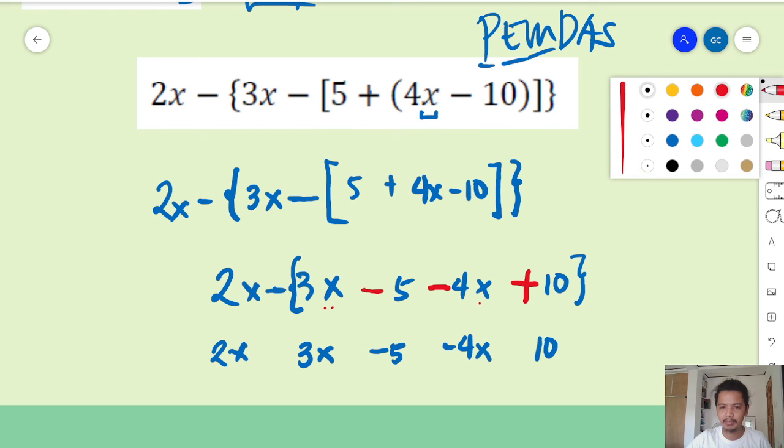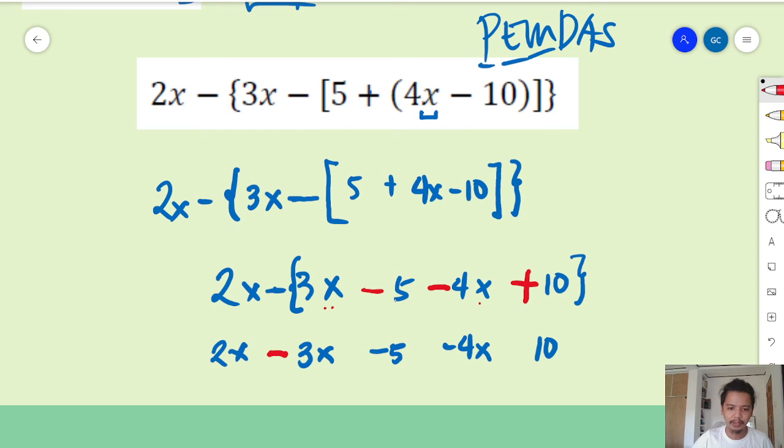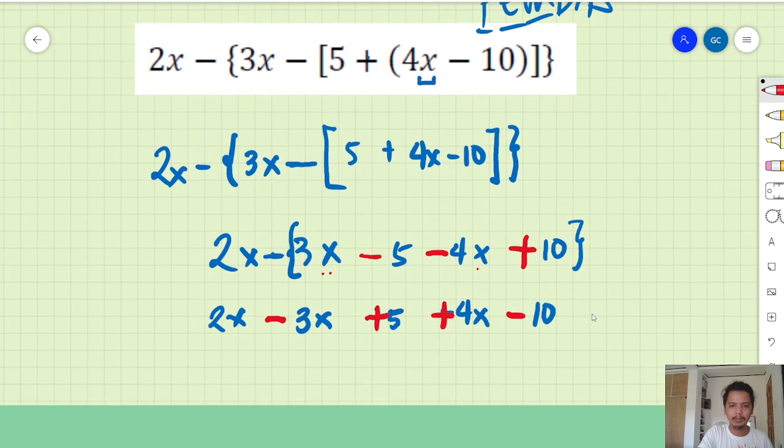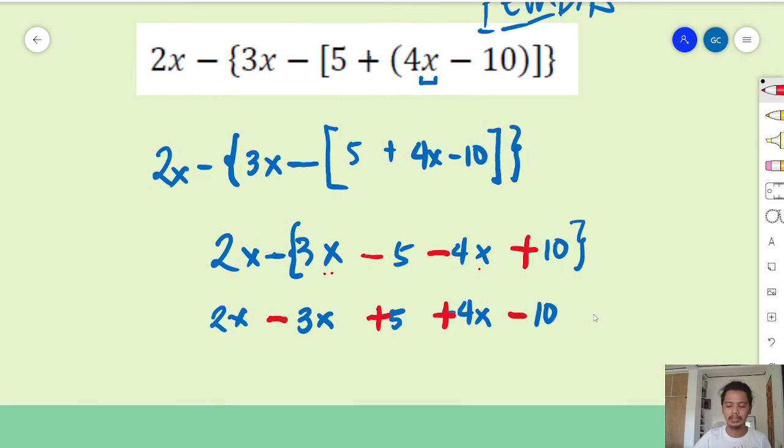Ang mangyayari sa pagkabaliktad ng signs, yung positive 3 magiging negative. Yung negative 5 magiging positive 5. Yung negative 4x magiging positive 4x. At yung positive 10 ay magiging negative 10. So again, at this point, pwede na kayong magkaroon ng groupings. So using commutative property of addition, pwede niyo pagsamasamahin lahat ng similar terms.